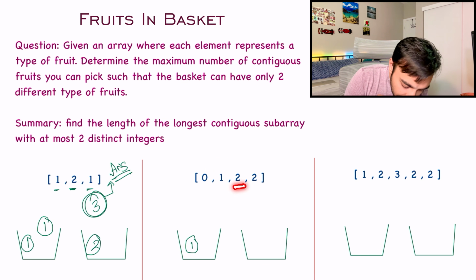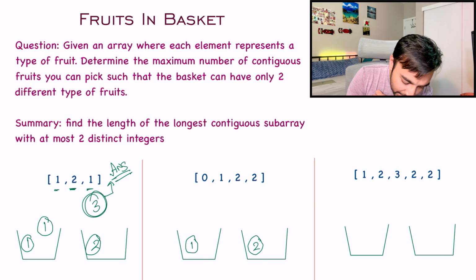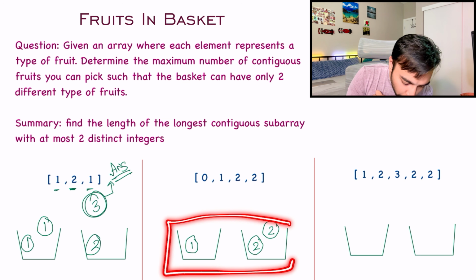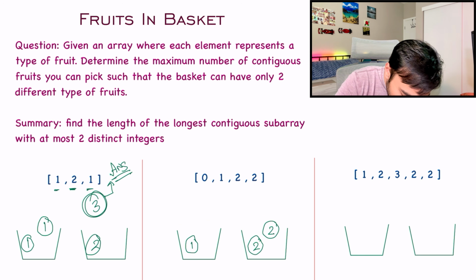Move on to my next tree. My basket is empty, so I add a fruit over here. Move on to the third element, it is 2 again. I can add the same fruit to my basket, so I add a 2 over here. So once again, how many total fruits did I pick up? I picked up 3 different fruits, correct? So once again, for this test case, 3 will be your answer.